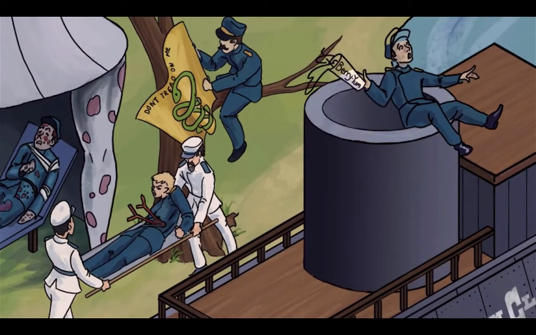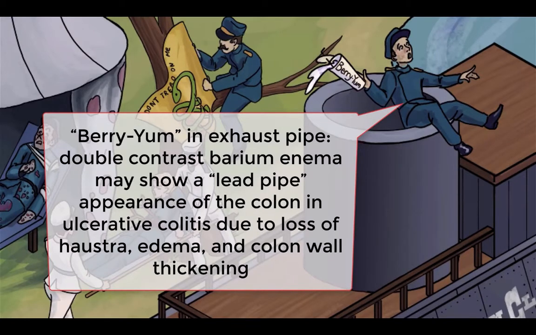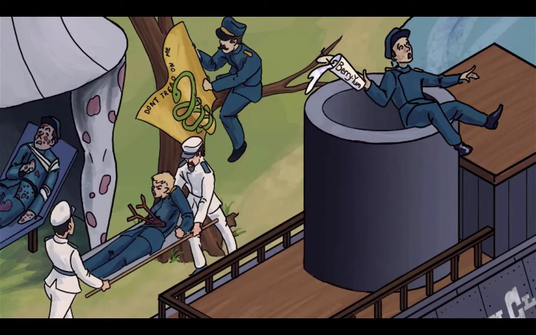In some cases, a double contrast barium enema may be performed to evaluate the mucosa of the colon. A classic finding on barium enema is the lead pipe appearance of the colon due to loss of colonic haustra combined with extensive wall thickening. Which is why we have this Union soldier dropping his barium into the tailpipe, if you know what I mean. This used to be the gold standard of diagnosis, but not anymore.